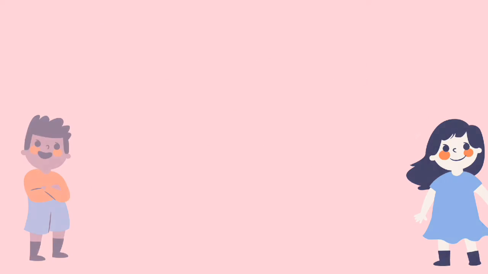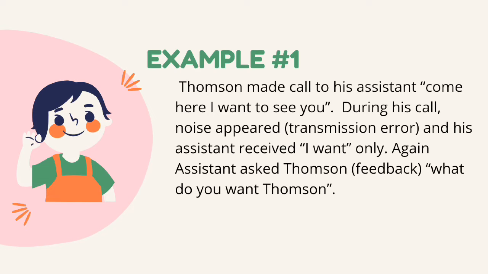Number 1. Thompson made a call to his assistant saying, "Come here, I want to see you." During his call, noise appeared, and his assistant received, "I want only." Then the assistant asked Thompson, which is the feedback, "What do you want, Thompson?"